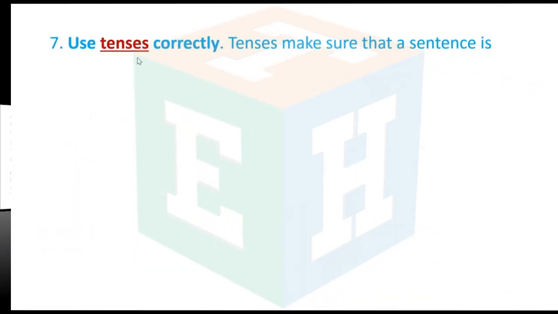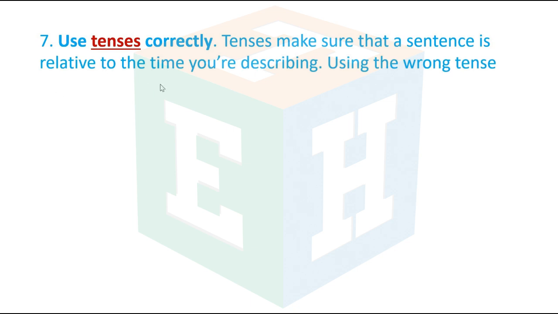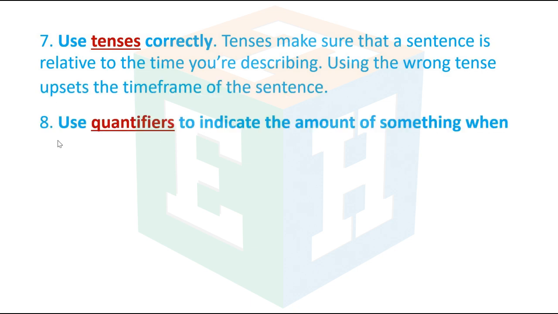Number 7. Use tenses correctly. Tenses make sure that a sentence is relative to the time you're describing. Using the wrong tense upsets the time frame of the sentence.